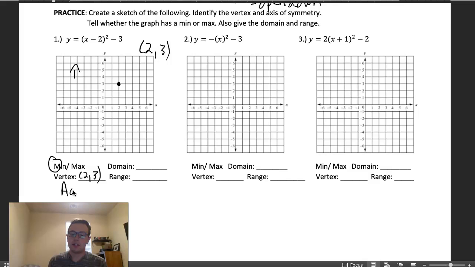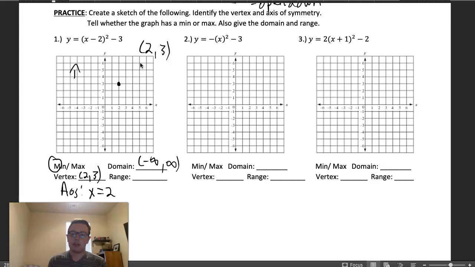Our axis of symmetry is just the line running through our x point, so it's x is equal to 2. Our domain for any quadratic will always be negative infinity to infinity. And our range will be starting, because this opens up, at the bottom and going up, right? We expect this parabola to look something like this.